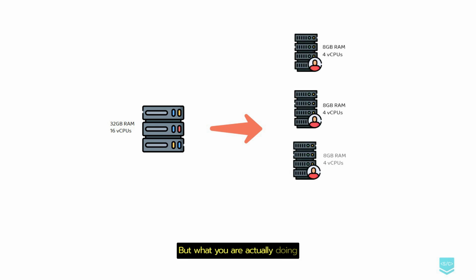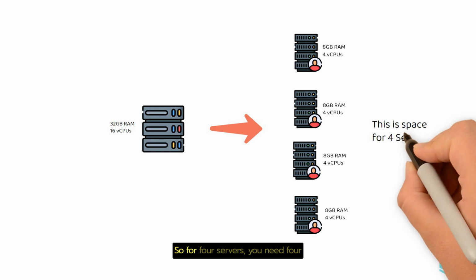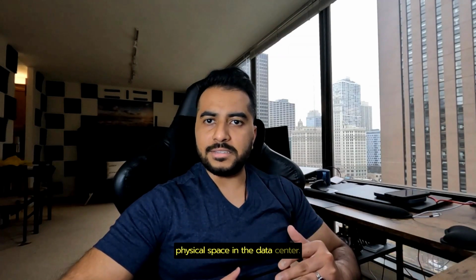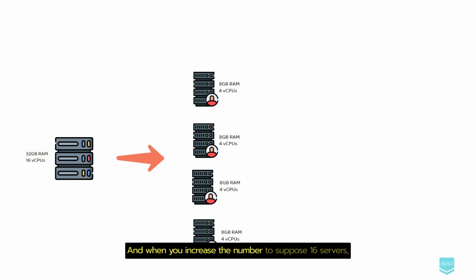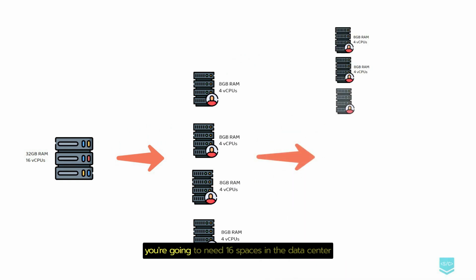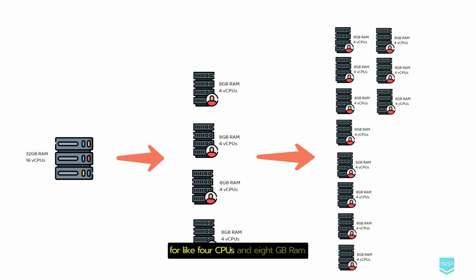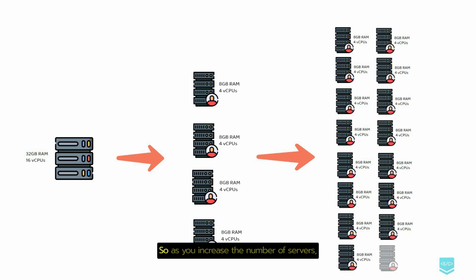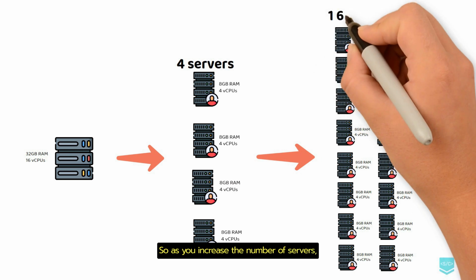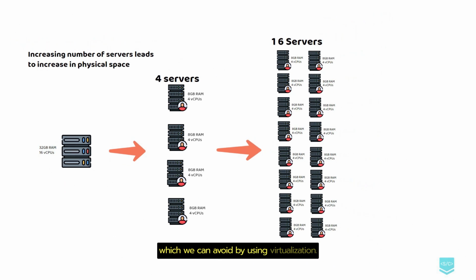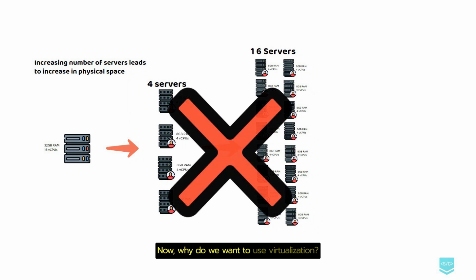But what you're actually doing is you're filling up space. So for 4 servers, you need 4 physical spaces in the data center. And when you increase the number to suppose 16 servers, you're going to need 16 spaces in the data center for like 4 CPUs and 8 GB RAM. So as you increase the number of servers, you are also allocating more and more space, which we can avoid by using virtualization.